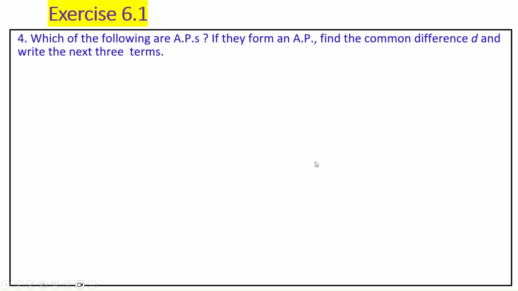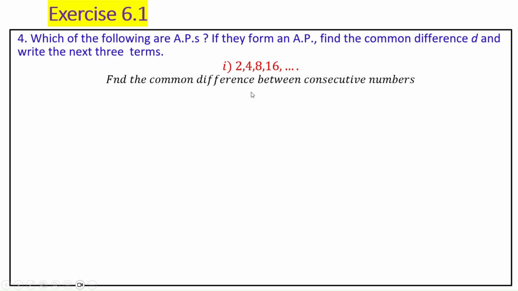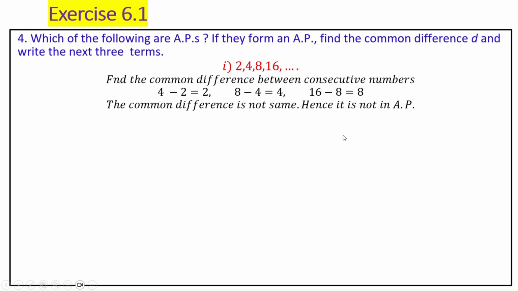Next. Which of the following are APs? Here they are given a series of numbers, and we have to find out which of them are APs. That means you have to find all the common differences. If they form an AP, then find the common difference and the next three terms. Take 2, 4, 8, 16. The common difference: 4 minus 2 is 2, 8 minus 4 is 4, 16 minus 8 is 8. So they definitely don't form an AP because the common difference is different, not constant.